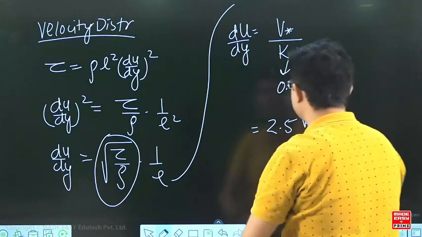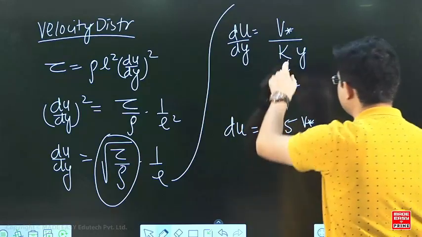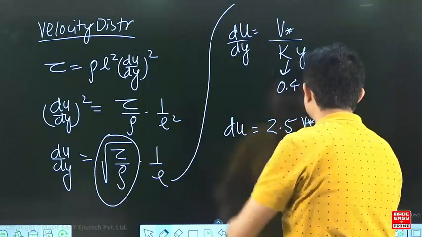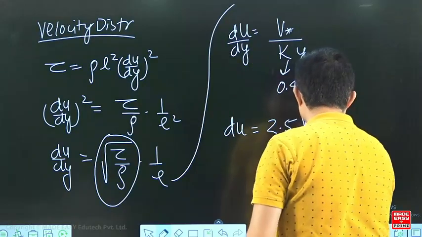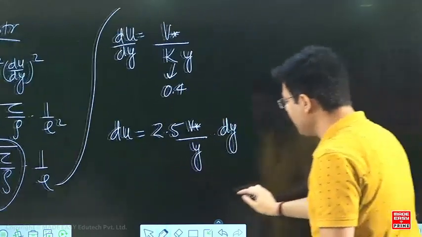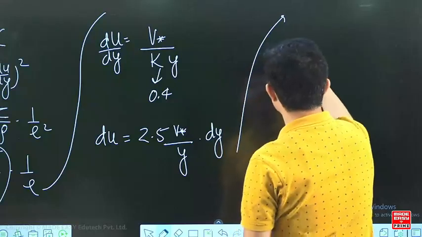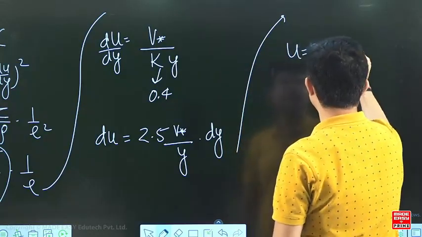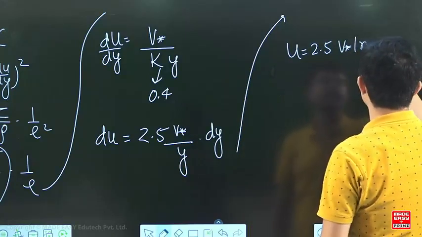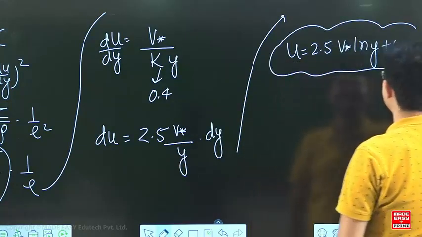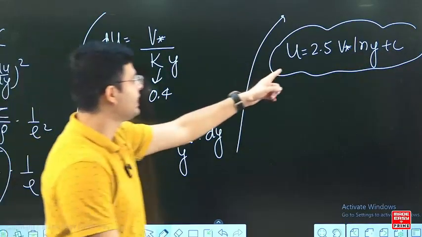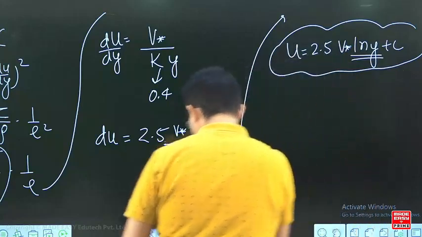So from here the value of du can be written as 1 divided by 0.4, which is 2.5, of V star divided by y, into dy. Very good. If you want to find the velocity, just integrate. U will be equal to 2.5 of V star, integration of dy by y is log y plus c. This proves that the velocity distribution in turbulent flow is logarithmic. You can clearly see from the equation.